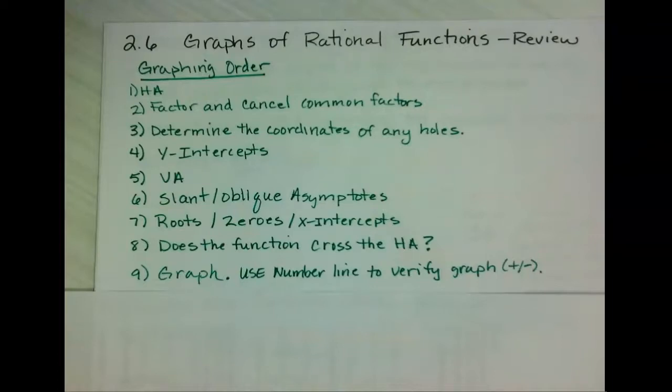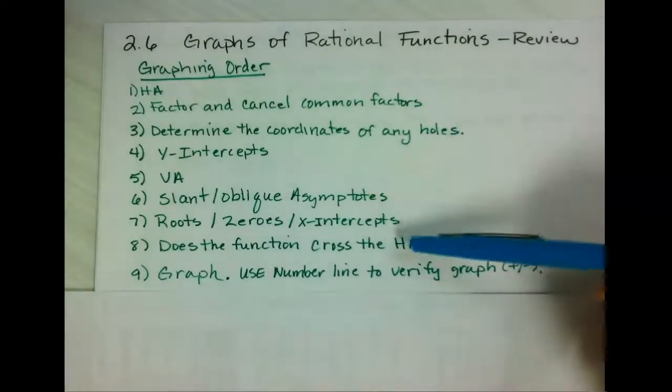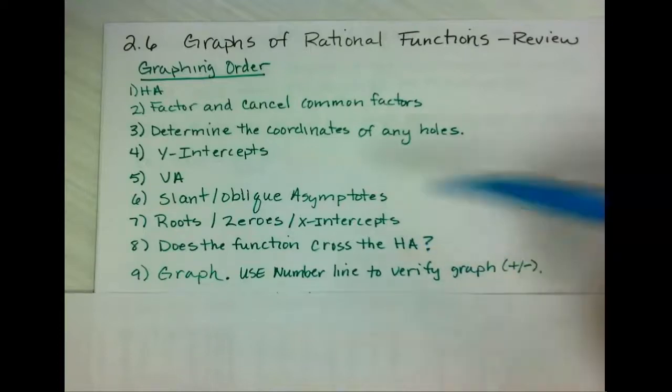In the end, you're going to look at all of this stuff and figure out all of these pieces, and then you would go to the graph at the end. So we're going to find horizontal asymptotes. We're going to do factor cancel to find common factors. When we do a factor cancel, then we're going to determine if there are any holes. Then we're going to look for y-intercepts, vertical asymptotes. We're going to introduce today slant asymptotes or oblique asymptotes.